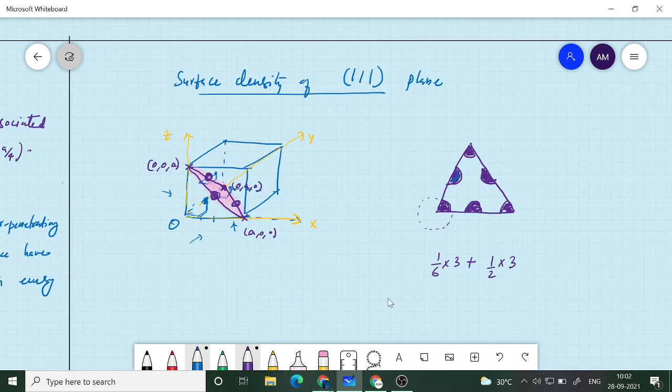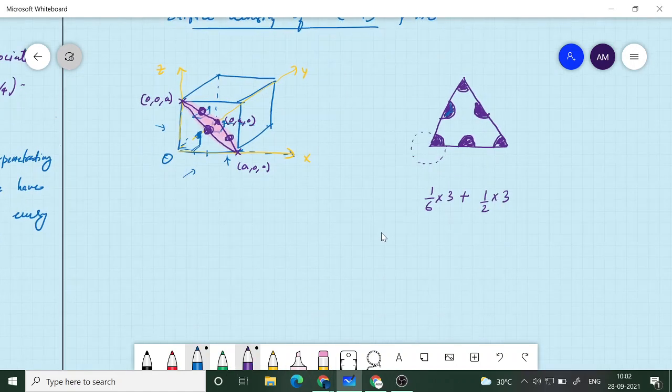So surface density is this divided by the area. So we need to find the area of it. The base of this triangle is basically the diagonal, so that is root 2a. Every side is root 2a, and this is an equilateral triangle.